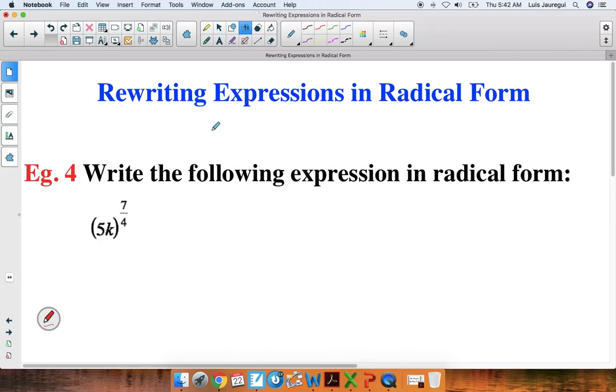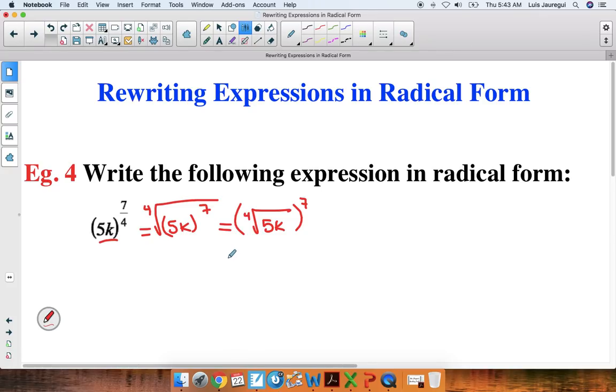Example 4, write the following expression in radical form. Again, following the structure from before, here our base is 5k. So we're going to take the 5k, elevate that to the 7th power, and then take the 4th root of that. Or we can change the order. We take our base of 5k, take the 4th root of that, and elevate that to the 7th power. And this takes care of the expression being rewritten in radical form.